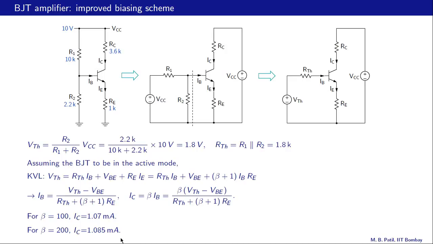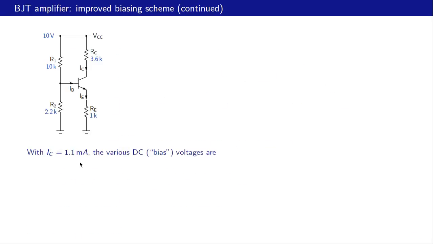And this of course is a big improvement over the previous circuit, in which IC was very sensitive to the value of beta. Here we have changed beta by a factor of 2 and see hardly any difference in the collector current value. So this is a big advantage of this configuration, and it is therefore commonly used for amplification. Having obtained IC equal to 1.1 milliamp, let us now proceed and get the other quantities of interest.